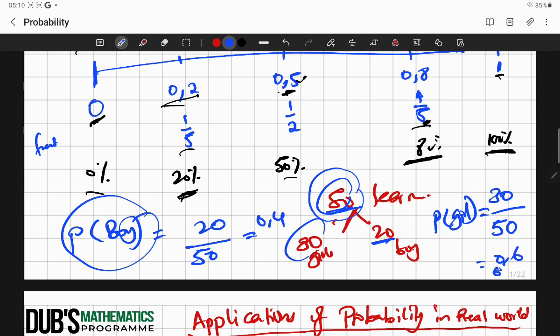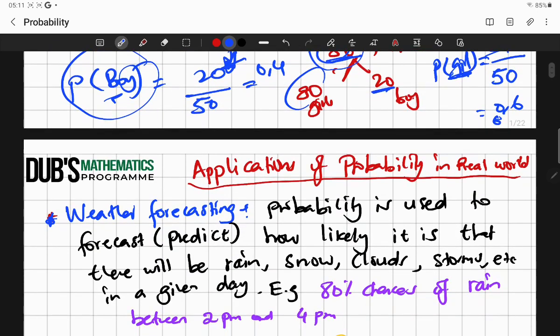And that is the basic of probability. It's just looking at how many people or how many outcomes I have in total. That's going to be the denominator. The numerator is going to be what I want or what I desire, depending on whether I want to pick a boy or a girl.